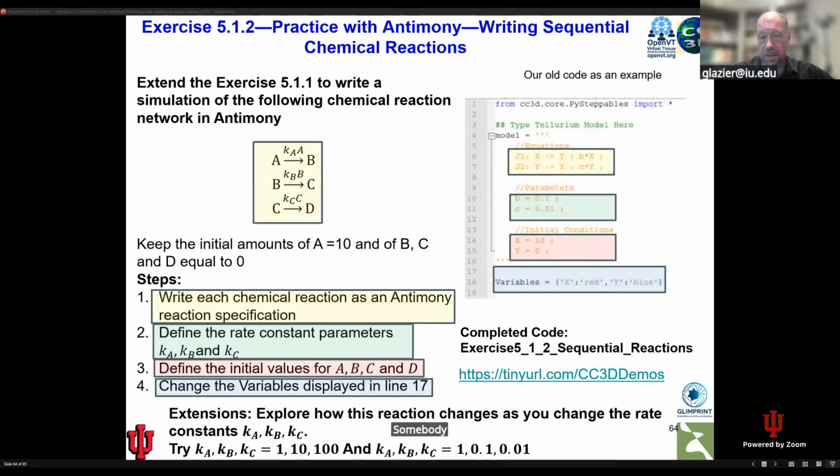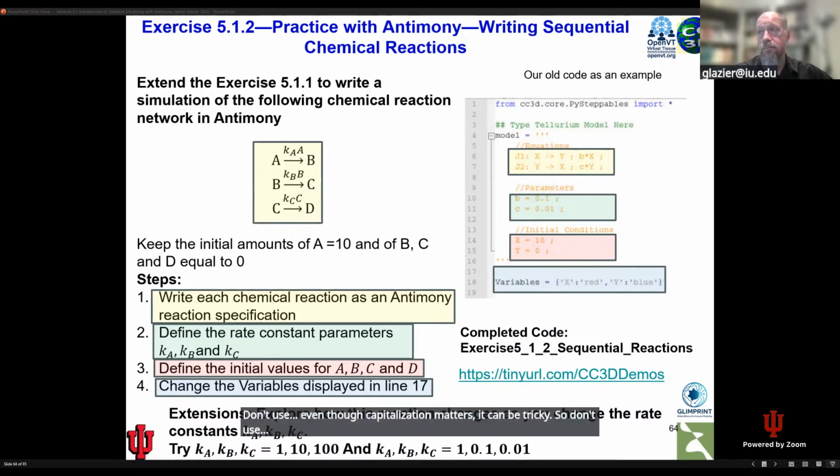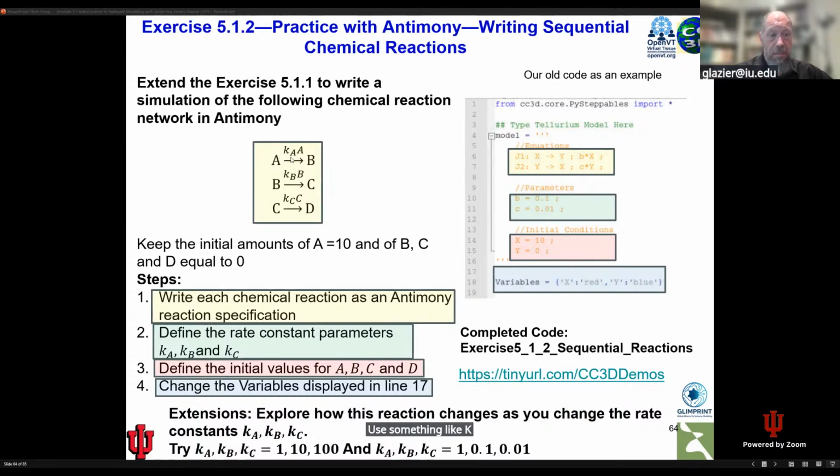Somebody says if I change the rates from B times A and C times B... even though capitalization matters, it can be tricky. Don't use the parameter names B and C. Use something like Ka, Kb, Kc. Don't use A, B, and C. It's dangerous to have the rate be lowercase a and the value be uppercase A. Don't do that.